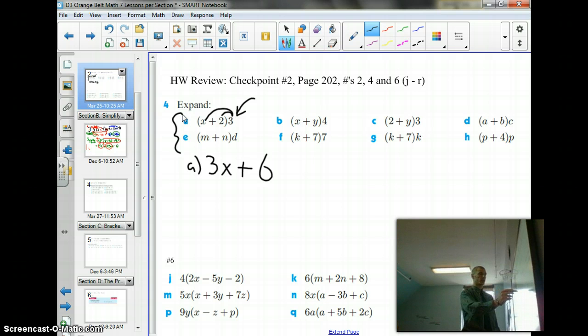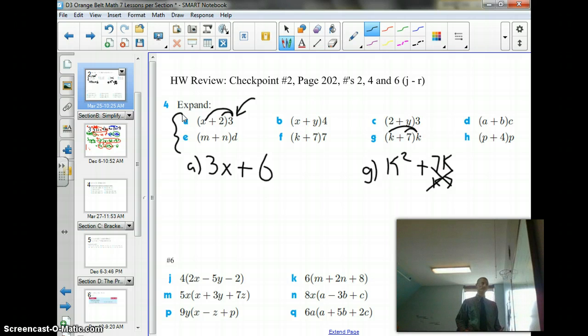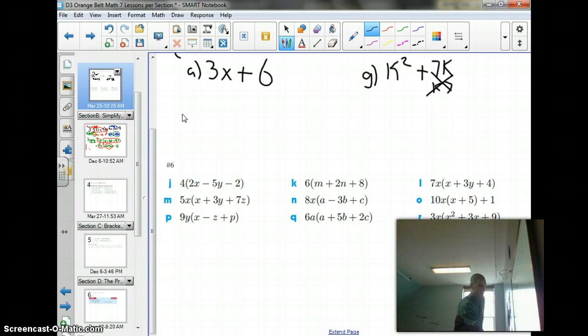Okay? So if we're going to do G, alright, K is on the right hand side. We don't like to look at that like that, but it's okay. We're still doing the exact same operation. So K times K is just K squared. And K times 7 is just 7K. And remember, it's not K7 because that is not proper algebraic notation.